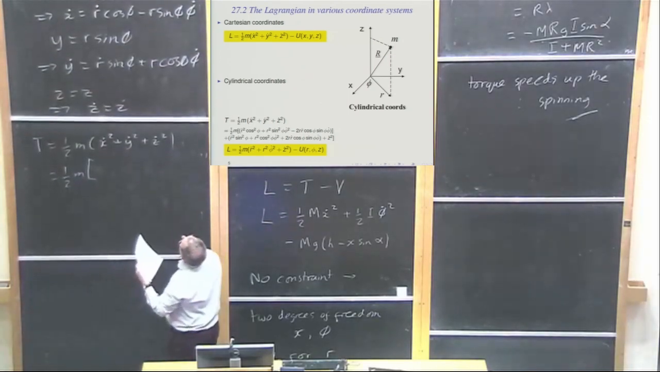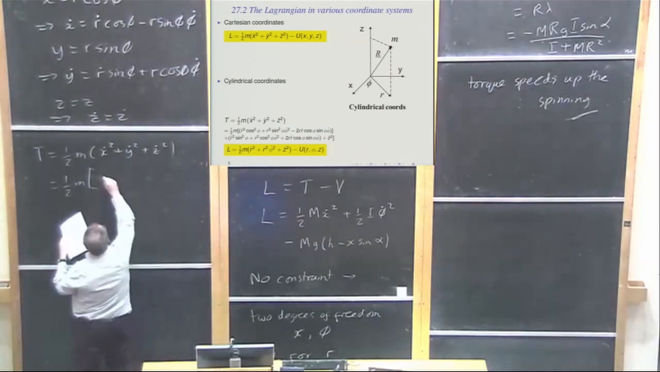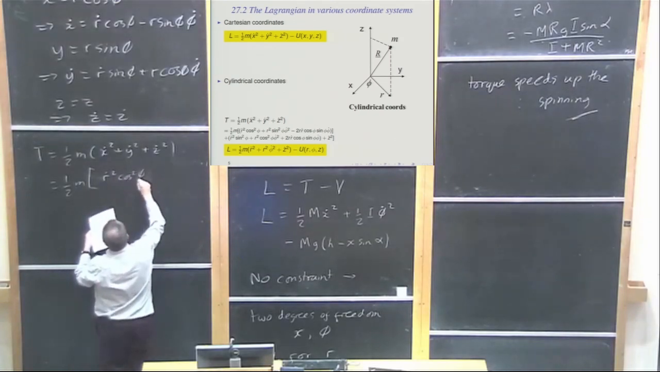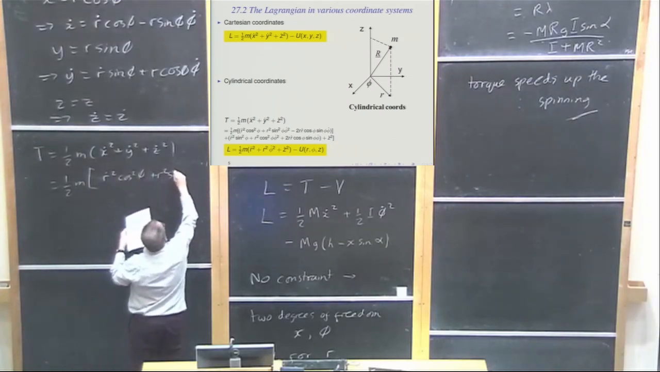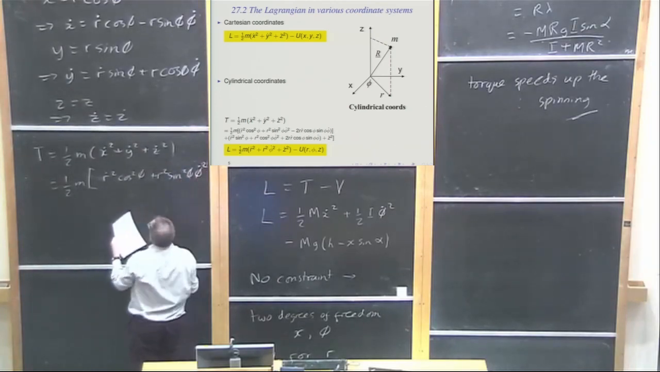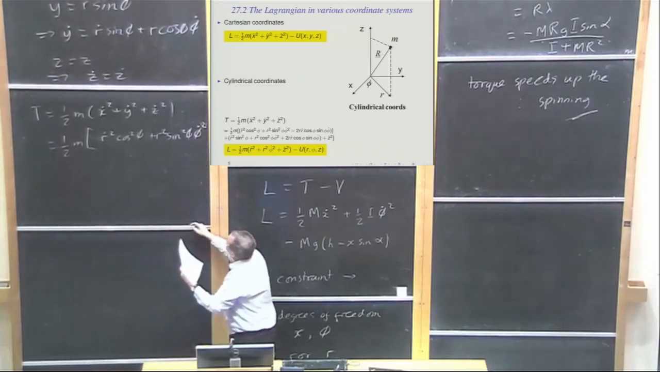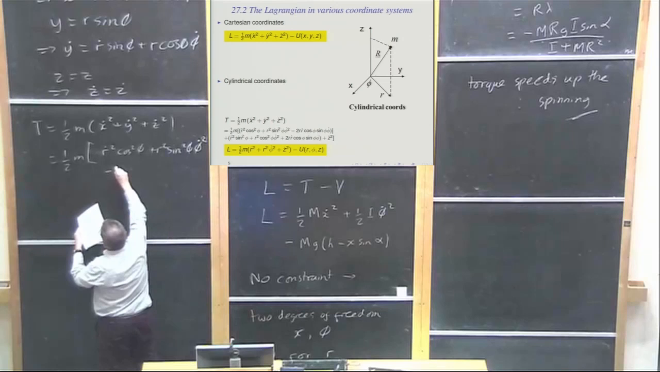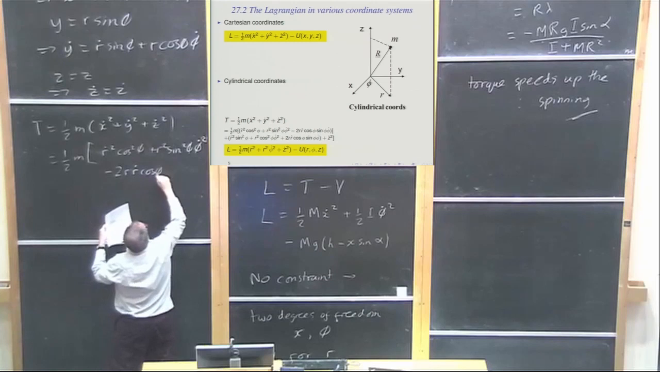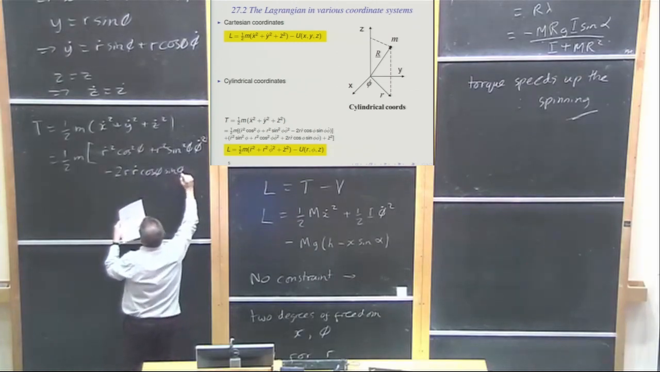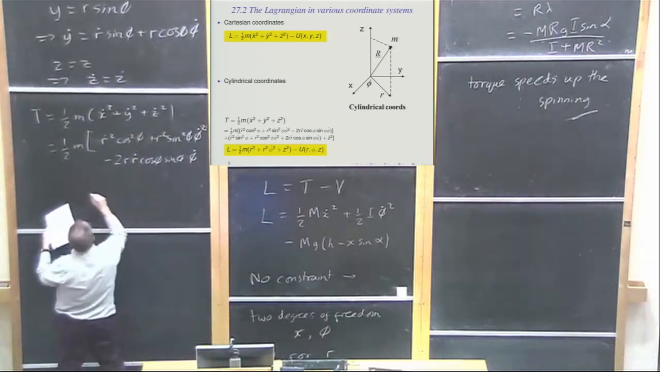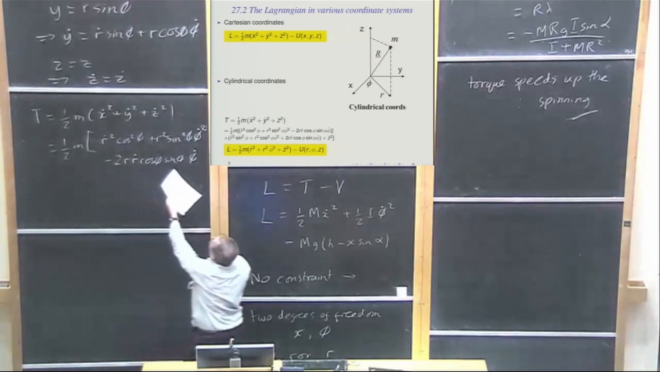So x dot squared, this will give me r dot squared cosine squared phi plus r squared sine squared phi dot squared. And then we have a cross term, which is minus 2r dot cosine phi sine phi phi dot. Yeah, there's not much more of this to go. And then we have that, so that's x dot squared.